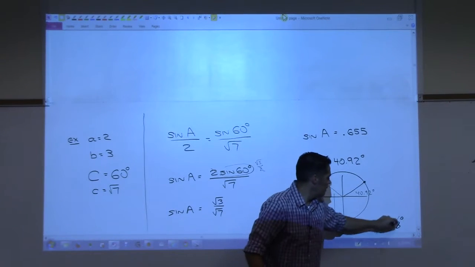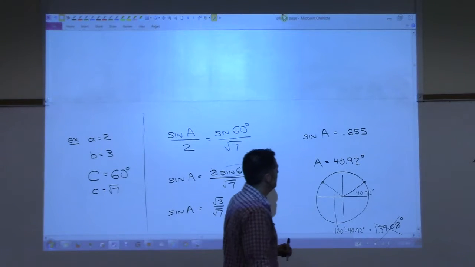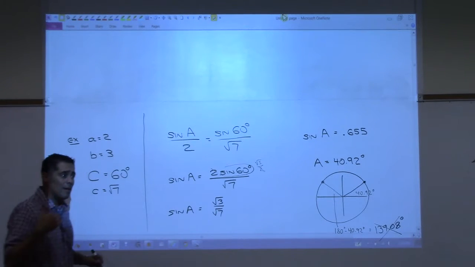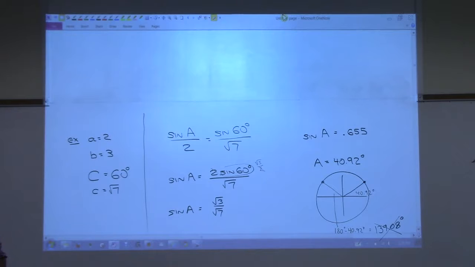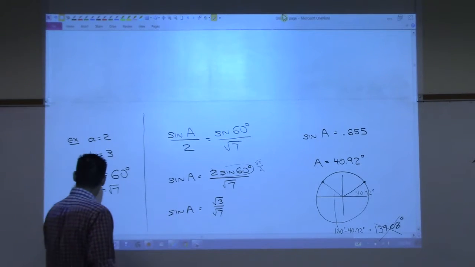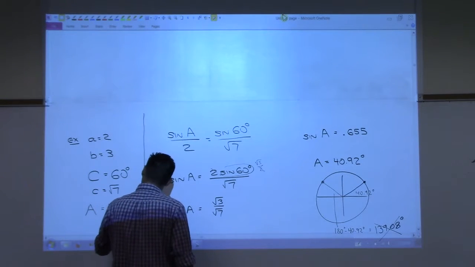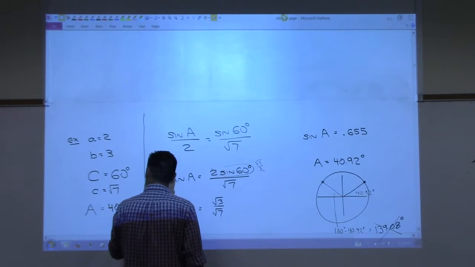Question? Now I was wondering where we get the 40.92 from. Sorry. Arc sine of 0.655. So we throw out that 139, but we want to make sure we throw it out. I mean, we have to consider it because we saw last class you could possibly have two triangles that do this. So now I know what capital A is. Capital A is 40.92 degrees.